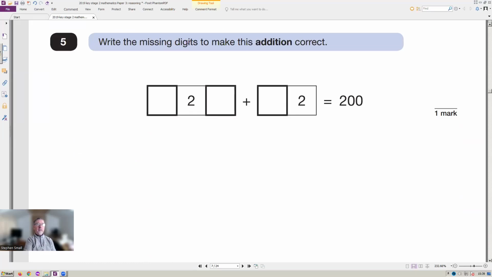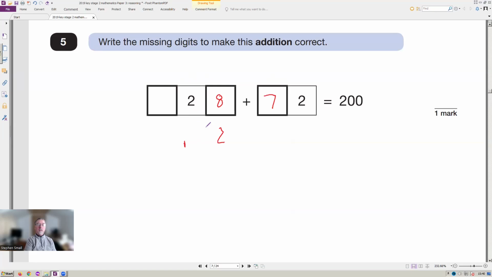Question 5. Write the missing digits to make this addition correct. Well, it looks more complicated than it is. If I put this one down under here, you're adding it, aren't you? So it's 2 add something. The only way we're going to make a 0 is by adding an 8 to it. 8 and 2 make 10. Put the 1 there. Then 1 and 2, and yet we make another 0. So the only way to make a 0 there is to put a 7 there. Yeah, 7 and 2 is 9 and 1 is 10.